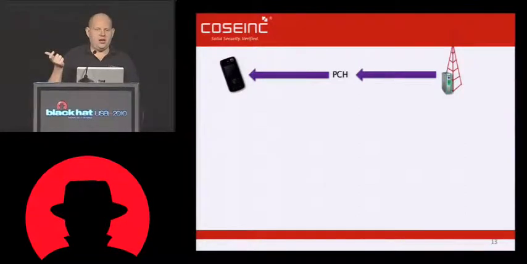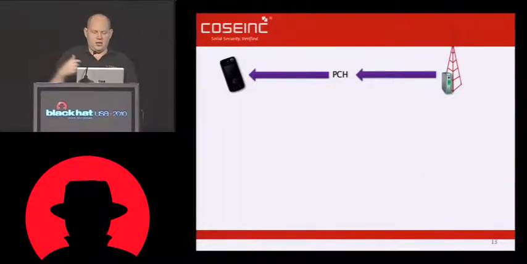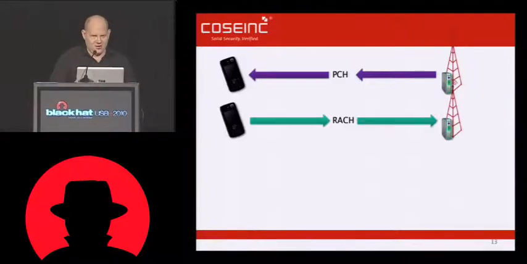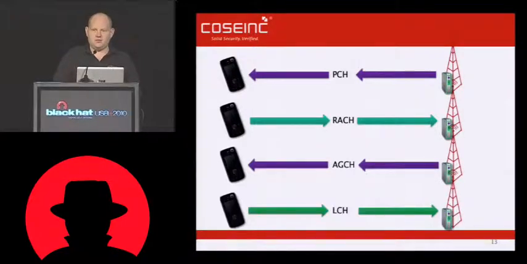It's a 32-bit value, which is called the TMSI. It's the Temporary Mobile Subscriber Identifier. And it sends that out, and then the phone that has that TMSI will respond. And it will respond by sending an RACH. Gets back on the ACGH, and then you've got an LCH. No questions? Awesome. Okay.